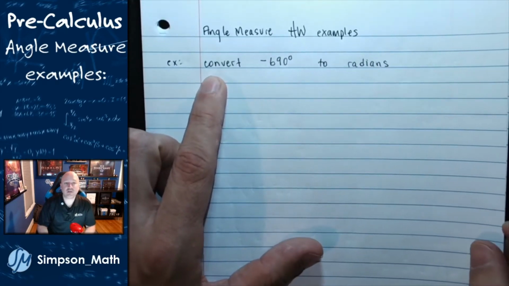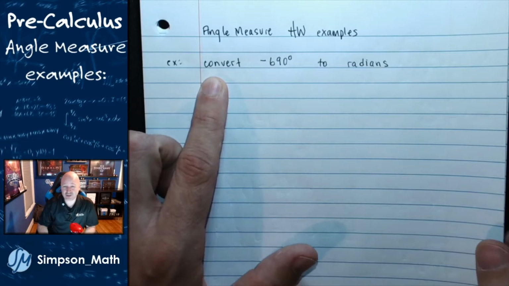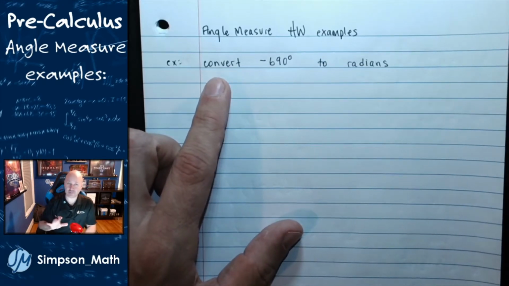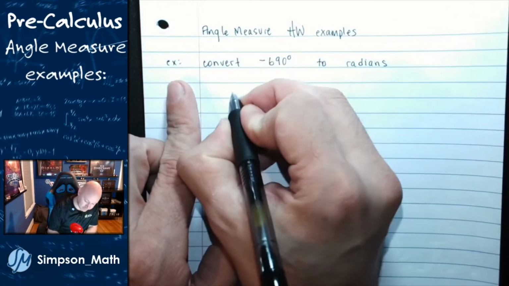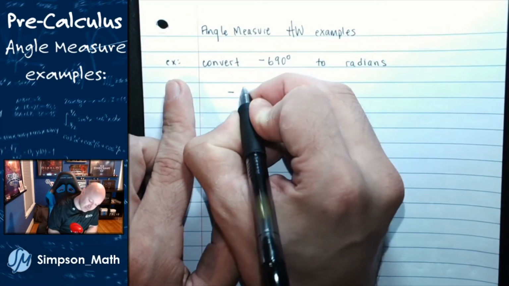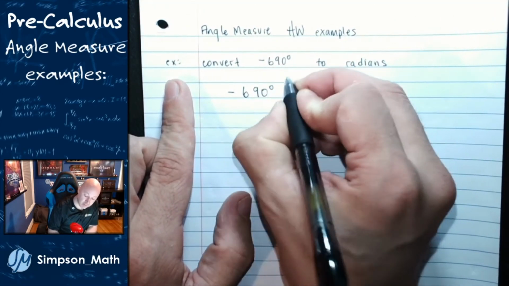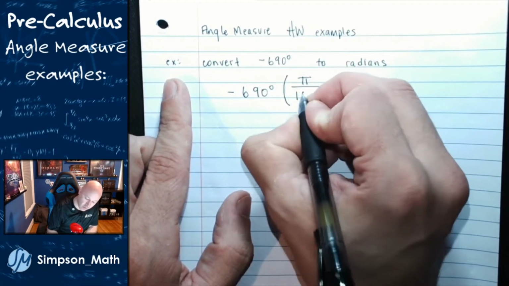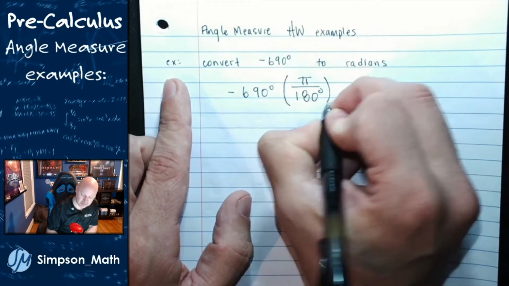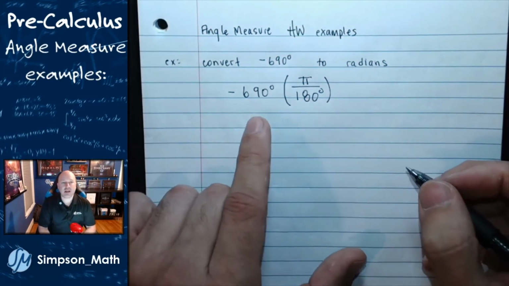Like this, if I want to convert negative 690 degrees to radians, I know if I want to convert from degrees to radians, I'm supposed to multiply. I'm going to take this negative 690 degrees and multiply by pi radians over 180 degrees. Now that's a big number.